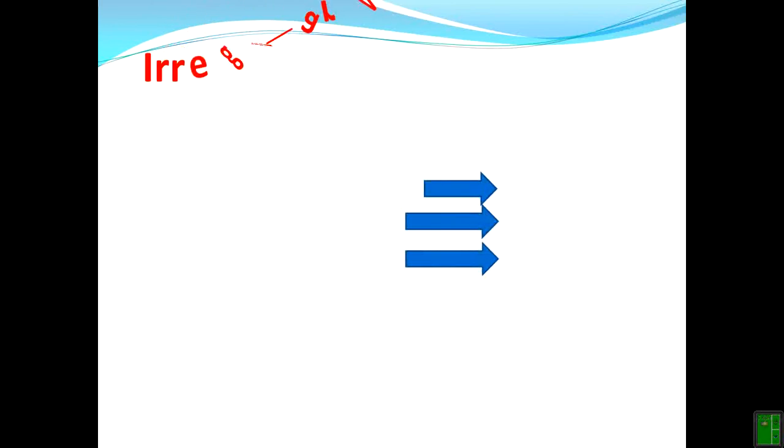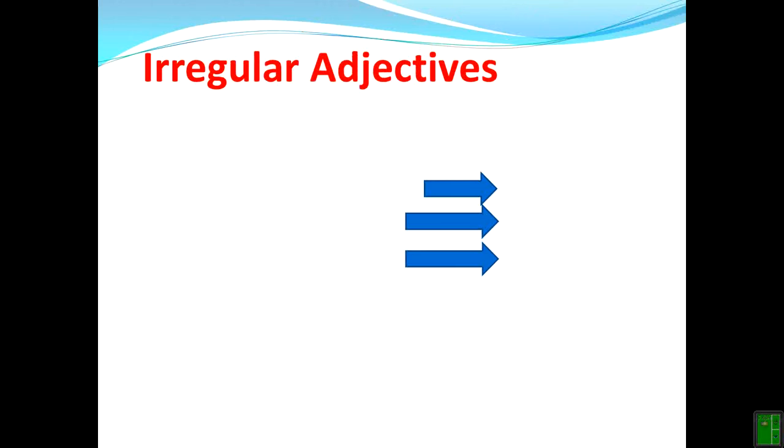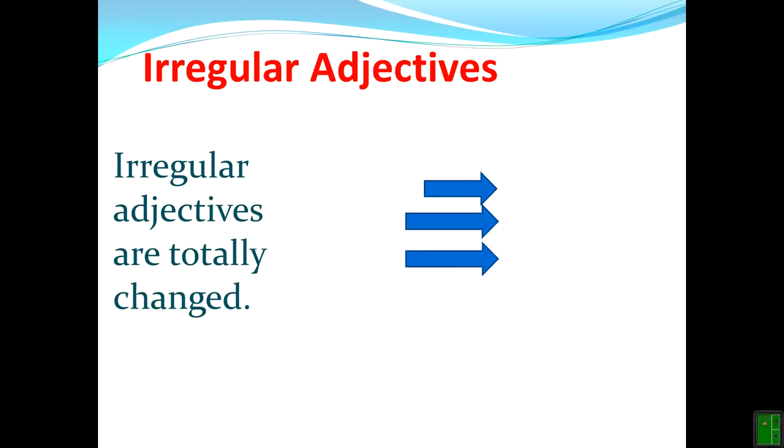There are some irregular adjectives, and the question is, how do we form the irregular adjectives? The irregular adjectives are totally changed. How? Let me give you some examples to know how we form them. The irregular adjectives, you must memorize them and keep them in mind, because there is no rule for them.